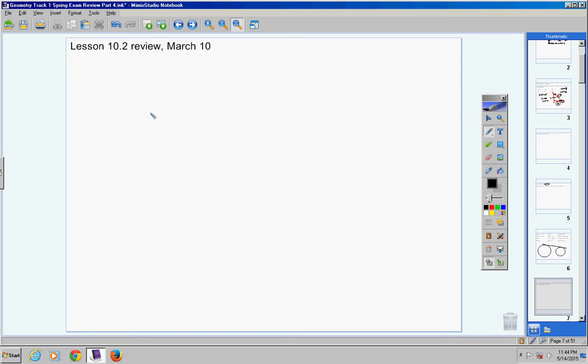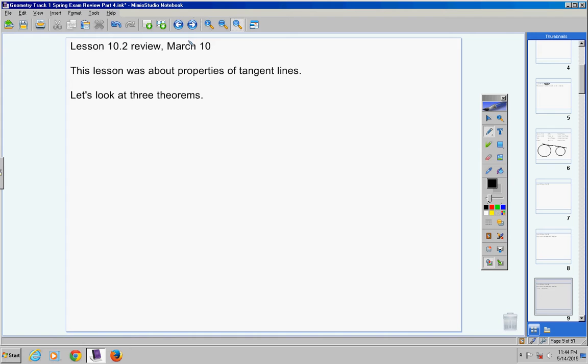Okay, moving on to lesson 10.2. We covered this on March 10th, if you want to make note of that. March 10th. The lesson was about properties of tangent lines. Okay, properties of tangent lines. Now we're going to look at three theorems. I'm going to explain them well. I expect you to take really good notes and pay attention, okay? So here we go.